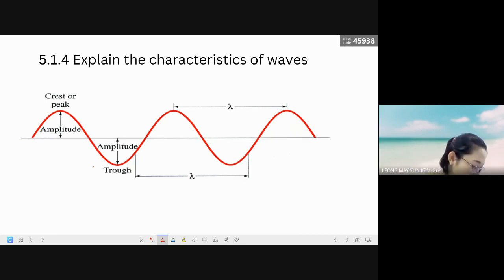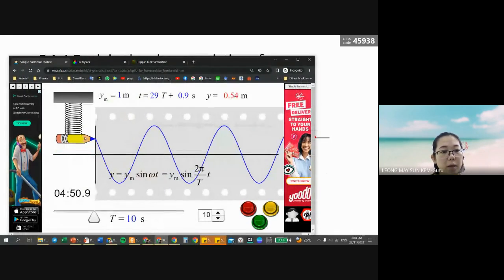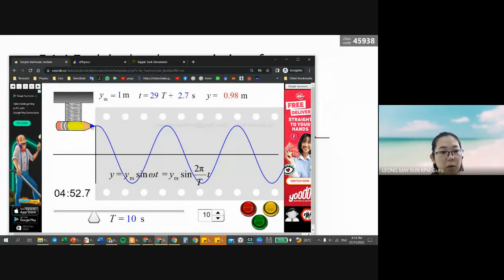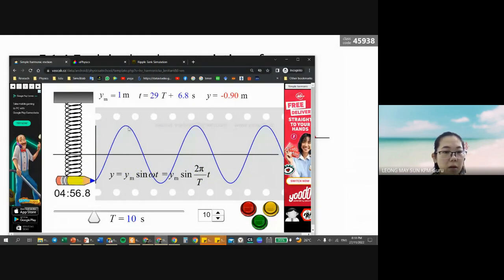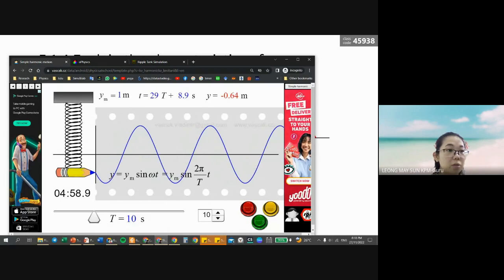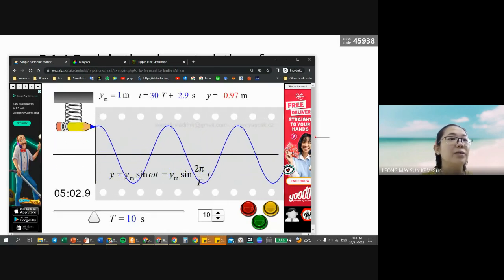Form 4, if I go too fast and you don't understand as usual, remember to message me inside the chat box. Okay, now explain the characteristic of a wave. If you recall just now the simulation that I showed you, when the pencil is vibrating or oscillating above and below due to the spring, it causes a wave to be shown. Form 5, you would identify this wave as something that you have learned.